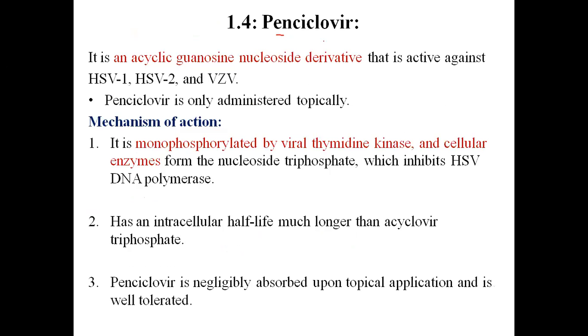Next one is penciclovir. This is a cyclic guanosine nucleotide derivative. It is active against HSV1, HSV2, and varicella zoster virus. Then mechanism of action. Now try to understand this. It is monophosphorylated by viral thymidine kinase and forms nucleoside triphosphate, which inhibits DNA polymerase.